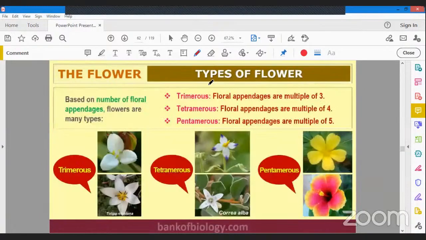Done. So we go to the next one. Based on the number of floral appendages, whichever multiples they are in, we have three types of flowers: trimerous, tetramerous and pentamerous. Trimerous: here the appendages are multiples of 3, like 3, 6, 9. Tetramerous: here the floral appendages are multiples of 4, like 4, 8, 12, 16. Pentamerous: here the floral appendages will be multiples of 5. So take it down.